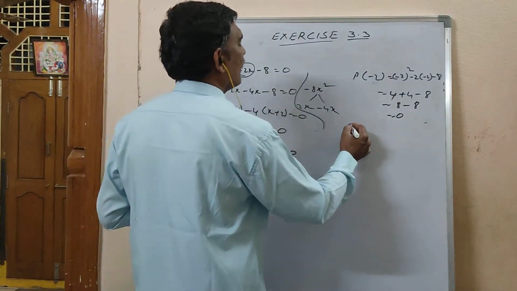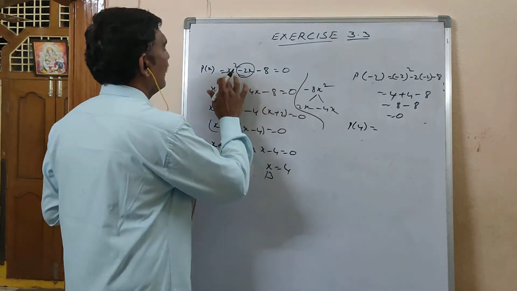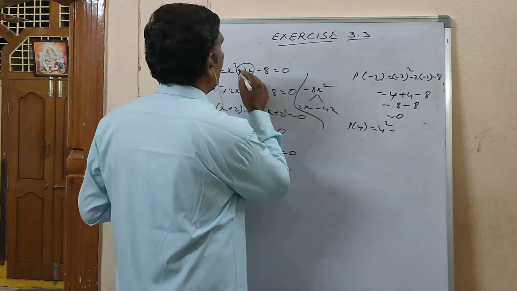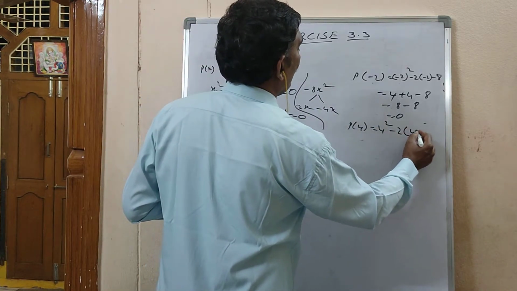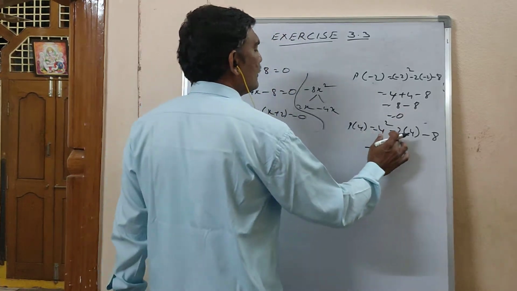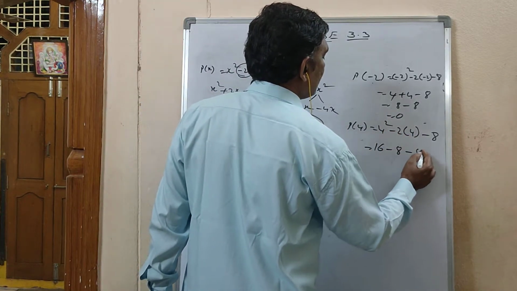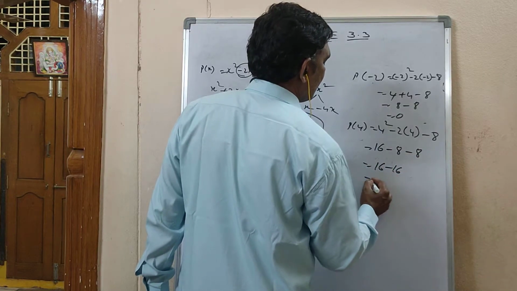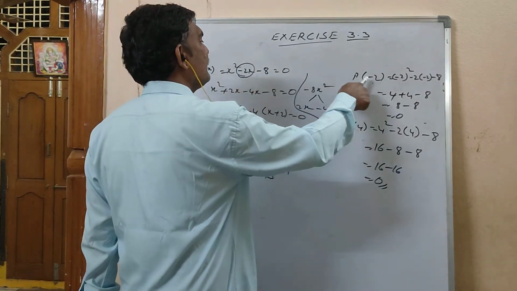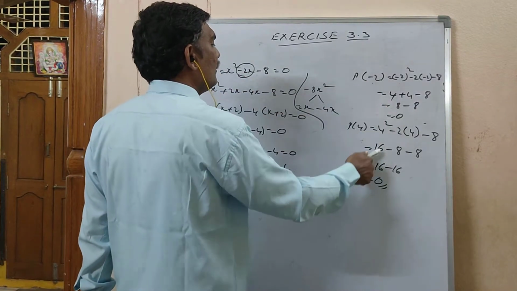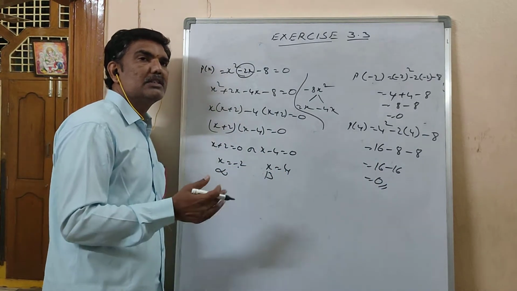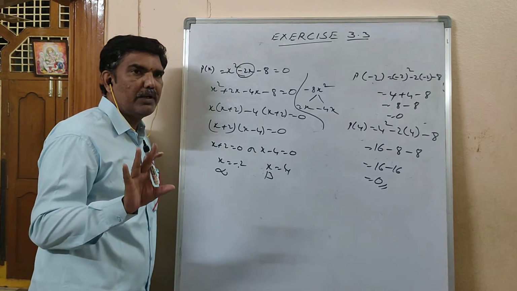Now p of 4. In place of x you have to write 4. 4 square minus 2 into 4 minus 8. 4 square is 16. Minus 2 into 4 is minus 8. Minus 8. 16 minus 16, 0. What did you get here? If you substitute minus 2 or 4 in place of x, both values give 0. Therefore, minus 2 and 4 are called zeros of the polynomial. You got up to here.